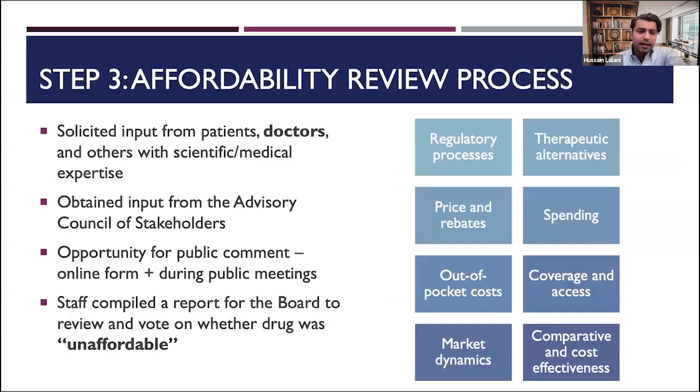So after they picked these 5 drugs, now they've started the process of step 3, which is this affordability review. And this is an exhaustive process in which many different considerations are taken about a drug. And on the screen here on the right side is a bucket of different factors that are being considered. So like, whether a drug has any other similar alternatives to it.